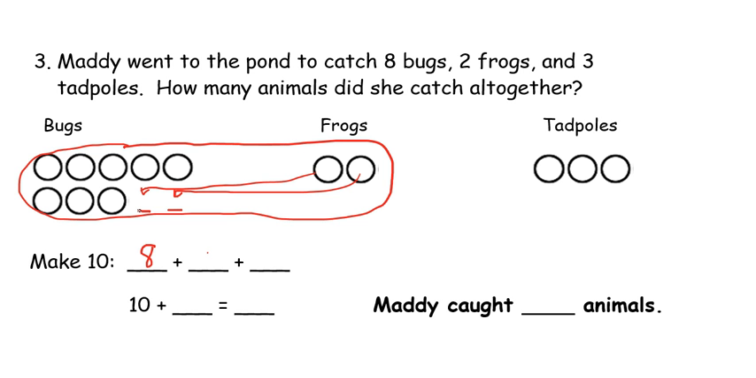So I have 8 plus 2 plus 3. The 8 and the 2 combine to make the 10. That means I have to add on 3 more. 10 plus 3 is 13, and that tells us that Maddie caught 13 animals.